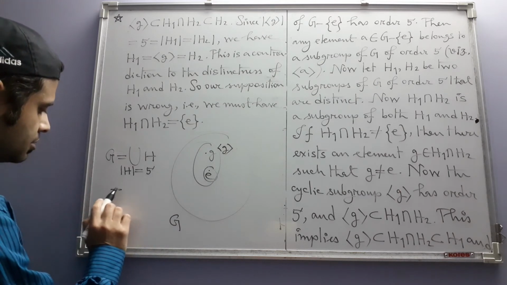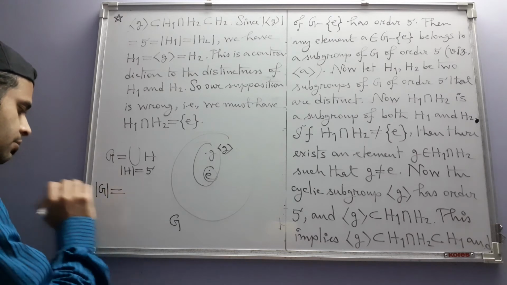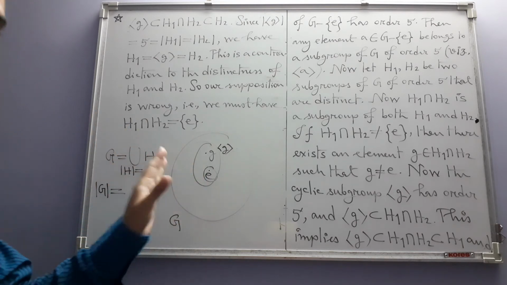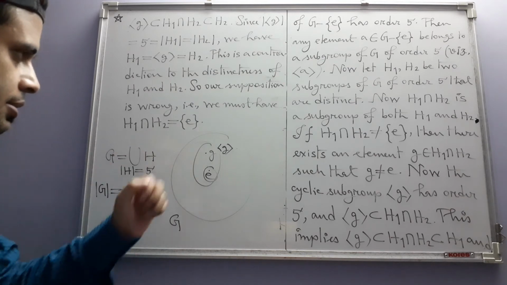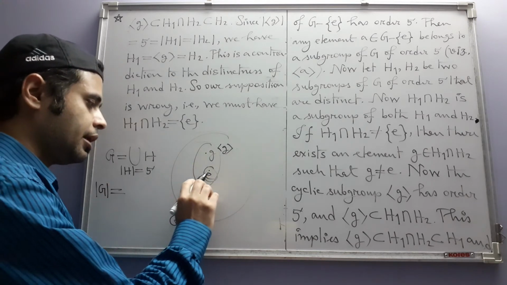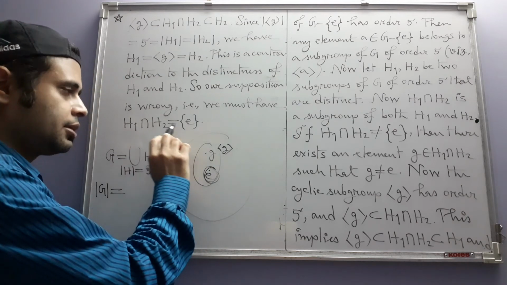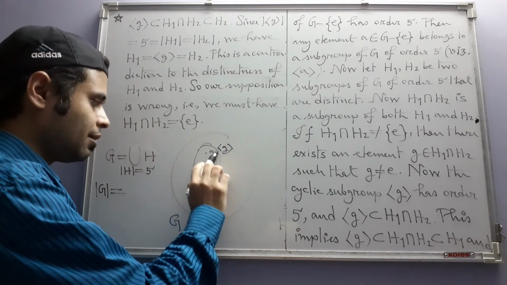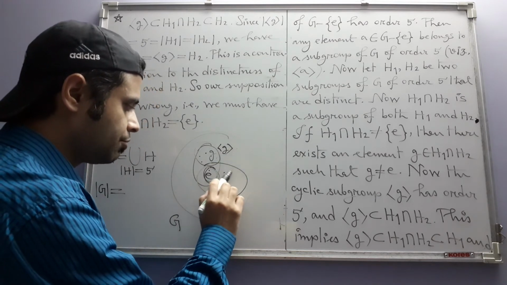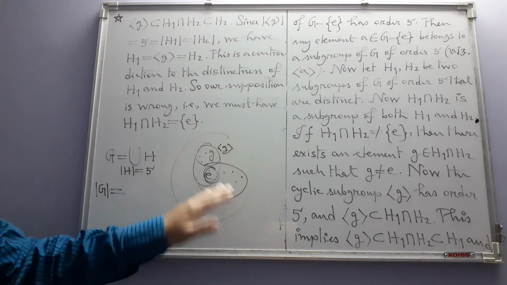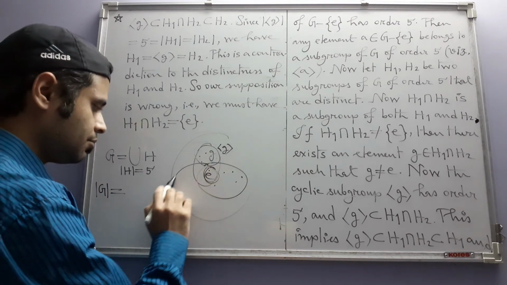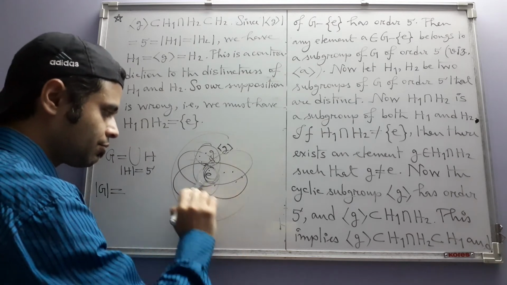So, what happens is this. The order of G can be calculated like this. Since we have one element common, and nothing else is common. If you consider two different H's, like H1 and H2, then the only common thing between H1 and H2 is E, because the intersection is that. In H1 you have, besides E, four other elements. In H2 also you have, besides E, four other elements. There is nothing common between these sets of four elements. You can do the same thing with other five element subgroups.